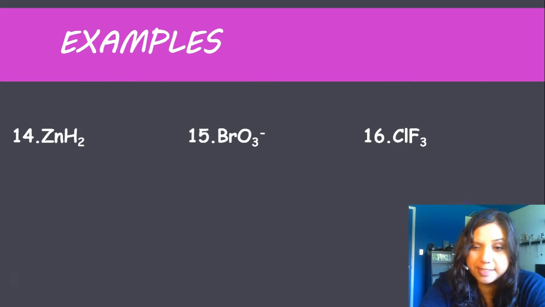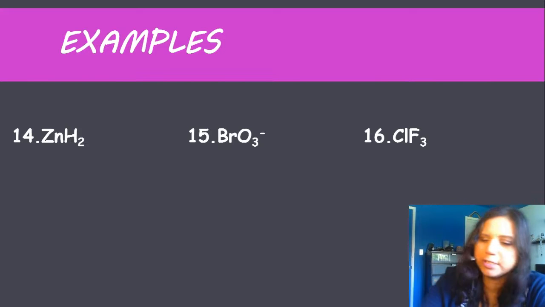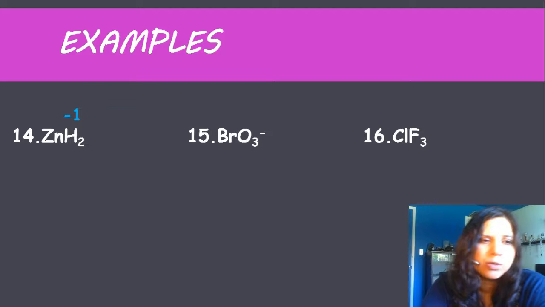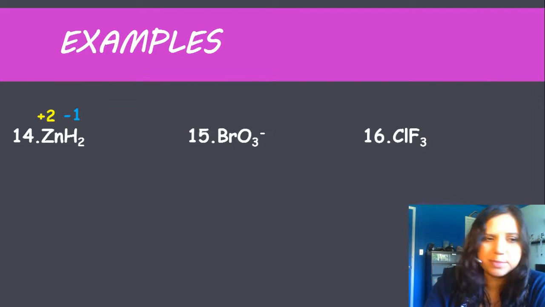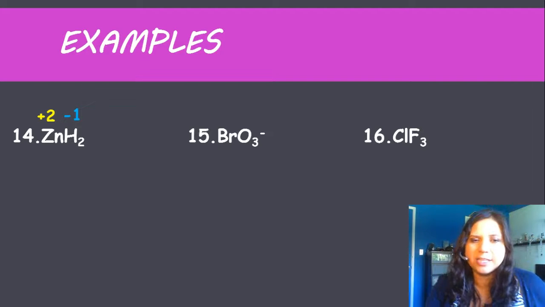Okay, now we have zinc and hydrogen. This one's different because with nonmetals, hydrogen is +1. But with metals, hydrogen is a -1. So this is zinc, and zinc is a metal. Well, if I have 2 hydrogens and each one is a -1, that would be a -2 altogether. So zinc must be a +2. Okay, so these just keep getting a little bit tougher.